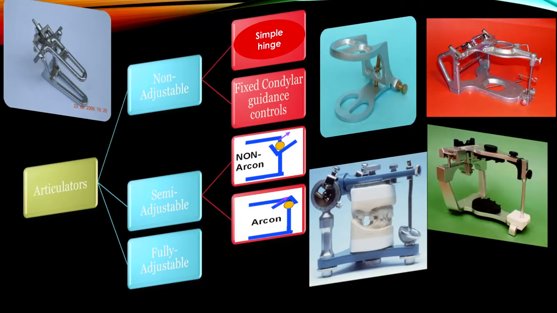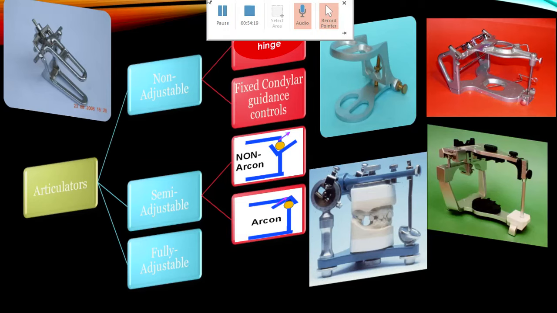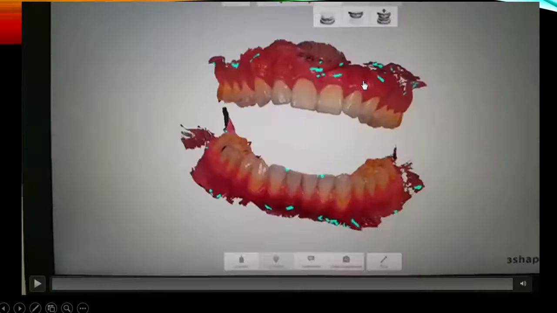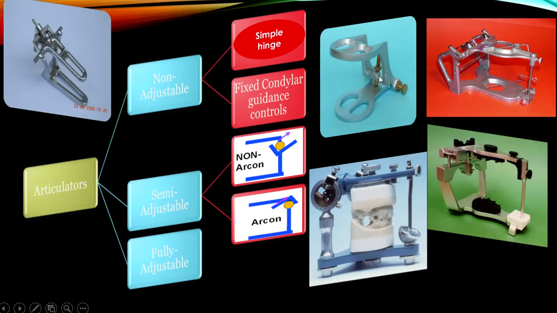As we know, we have different types of articulator. We have non-adjustable, semi-adjustable or fully adjustable. For non-adjustable we have the simple hinge articulator, and we have fixed condyle guidance control.